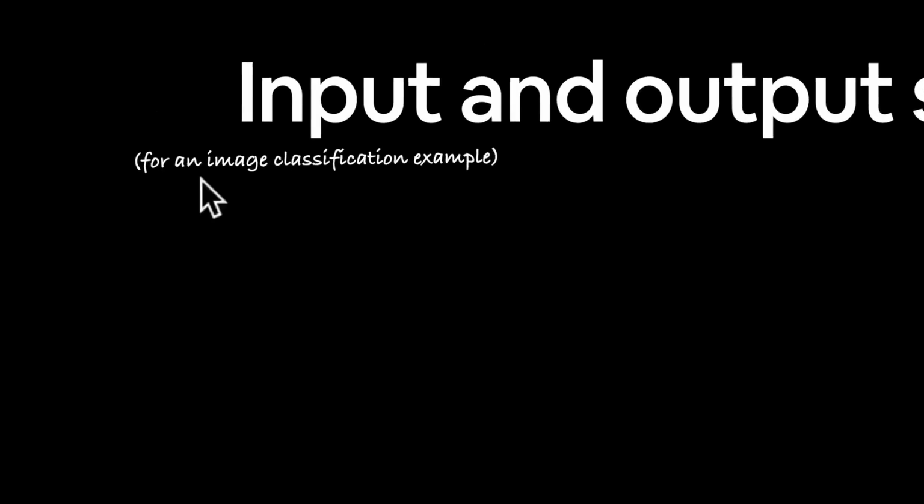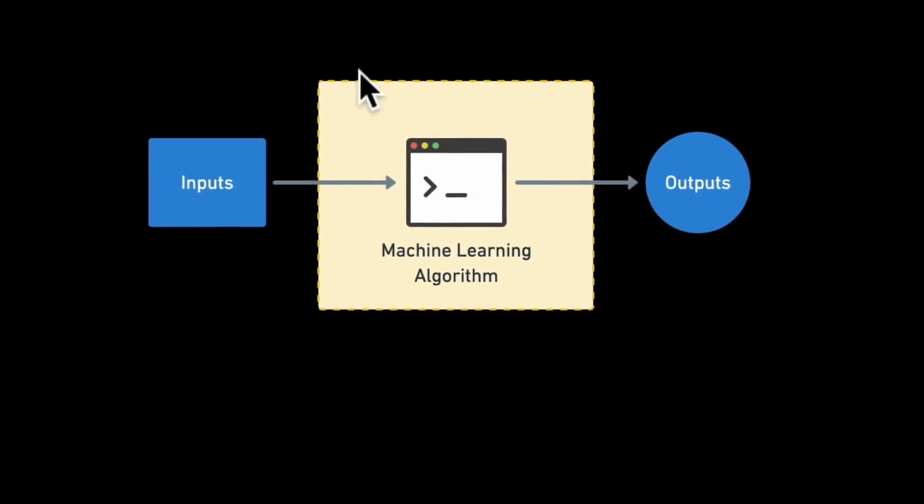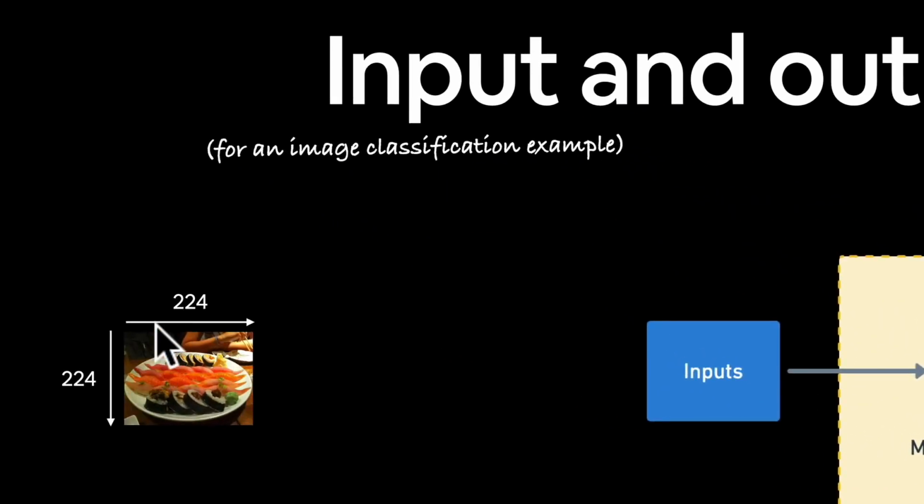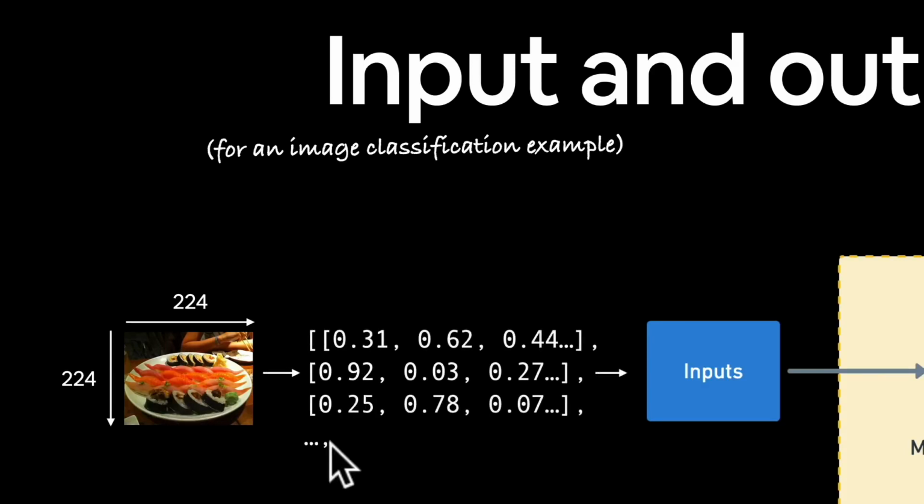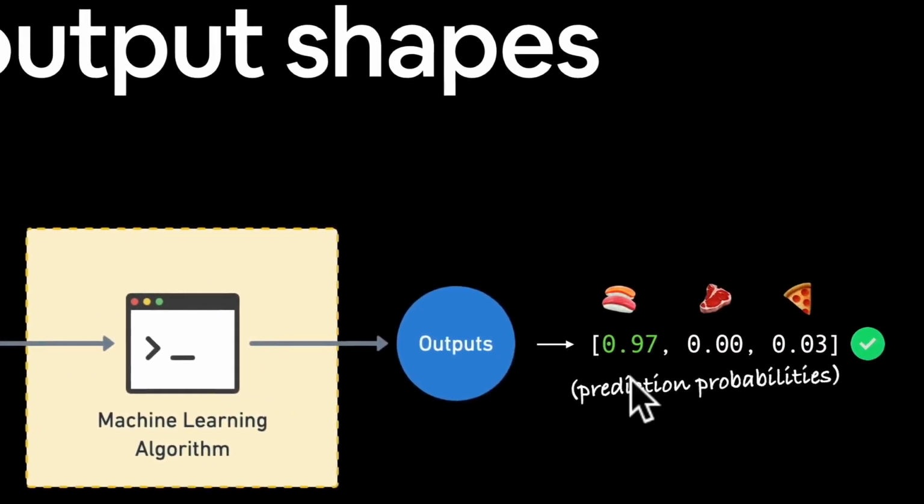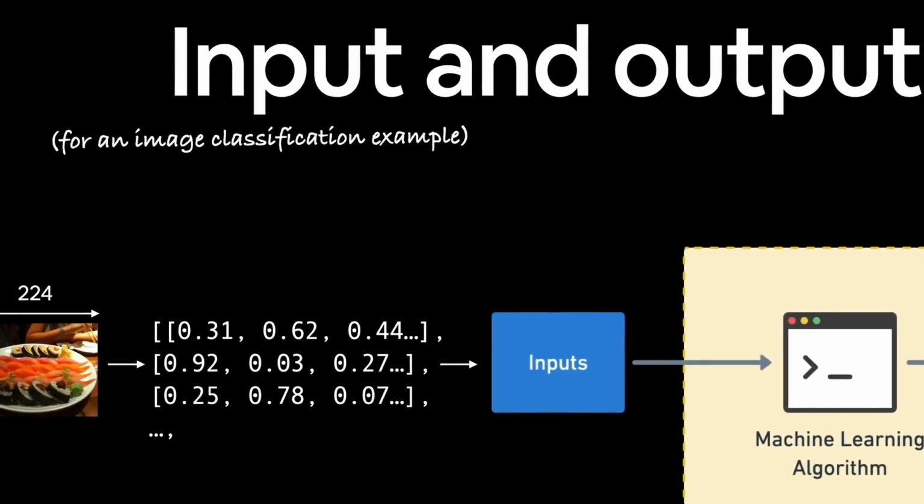So this is for an image classification example. We're continuing off with what we just saw. We have our little setup here: inputs, machine learning algorithm, outputs. We have our image of food, in this case just the sushi one. And we know that the width is 224 and the height is 224, and there are 3 color channels, red, green, and blue. So what we might do is numerically encode this, pass it as an input to our machine learning algorithm, and it's going to output some kind of prediction probability. We haven't covered this, but we will see this in code later on. This is just more so the concept.